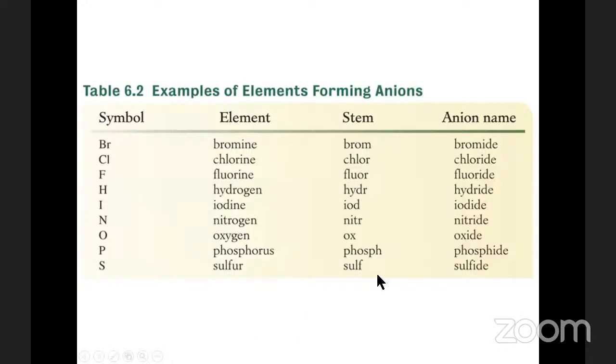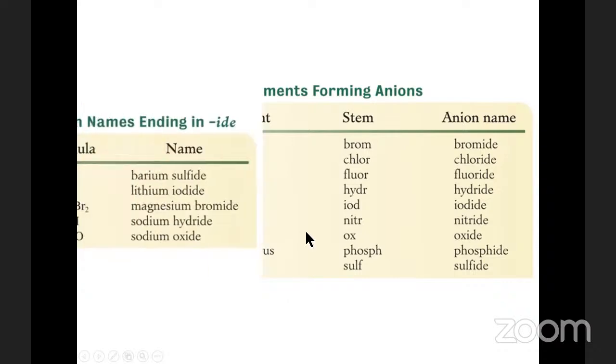So this table basically summarizes how you derive the anion names from the element name. In each case, you start off with the stem of the element name, in the case of the nonmetals, and they all end with IDE. So bromine becomes bromide, chlorine becomes chloride, fluorine becomes fluoride, and so on and so forth. This is something that you need to remember when it comes to naming binary ionic compounds, especially with respect to the name of the nonmetallic part of such compounds.